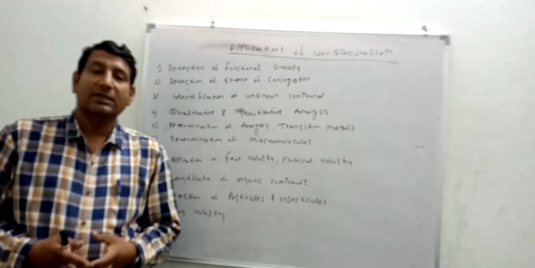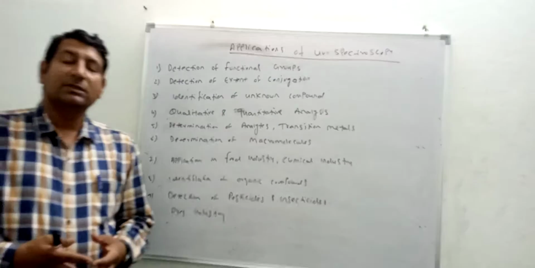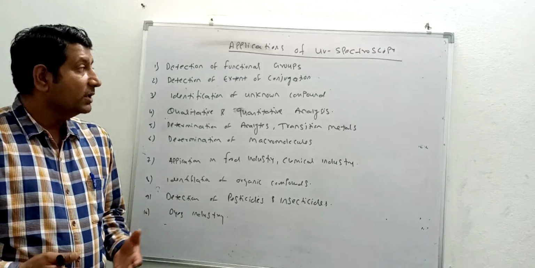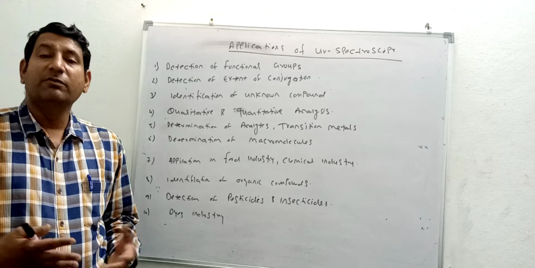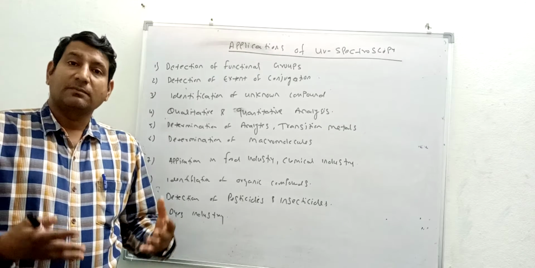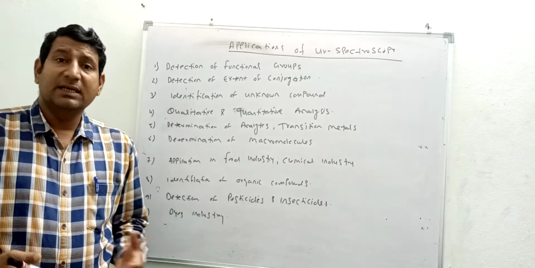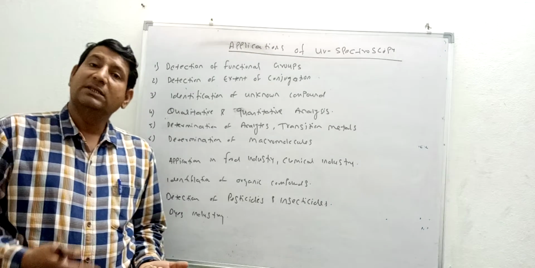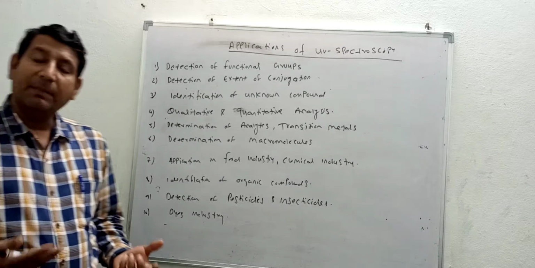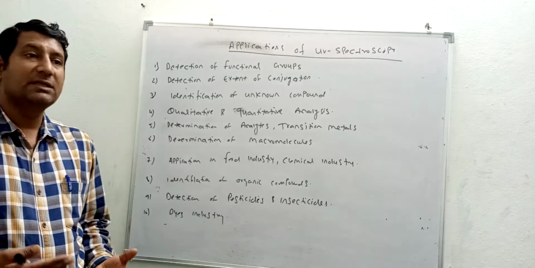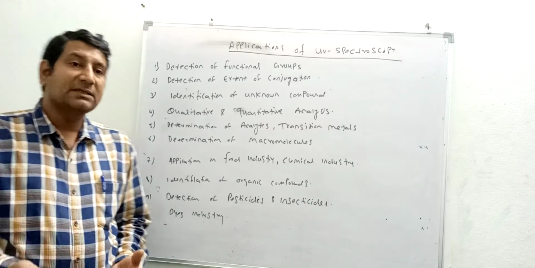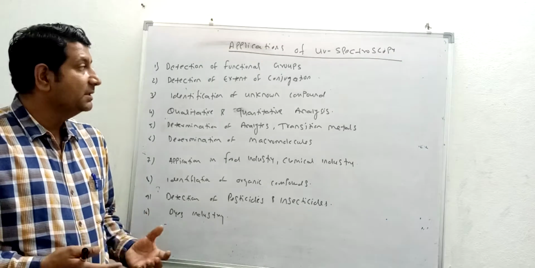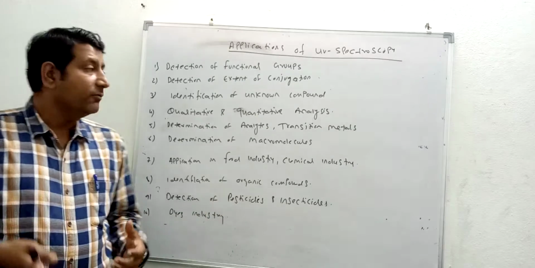Another application is detection of the extent of conjugation. In unsaturated compounds, the extent of conjugation can be easily determined by UV visible spectroscopy. In electronic transitions, we have studied that there are various types: sigma to sigma star, pi to pi star, n to sigma star, and n to pi star transitions. On the basis of that principle, we can determine the extent of conjugation.